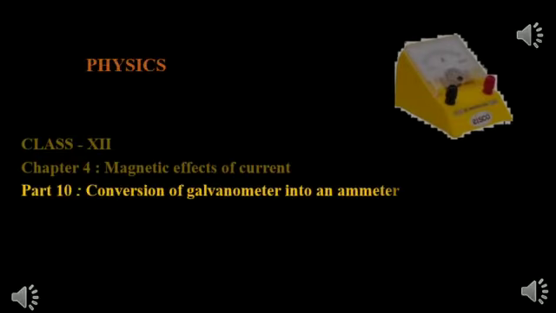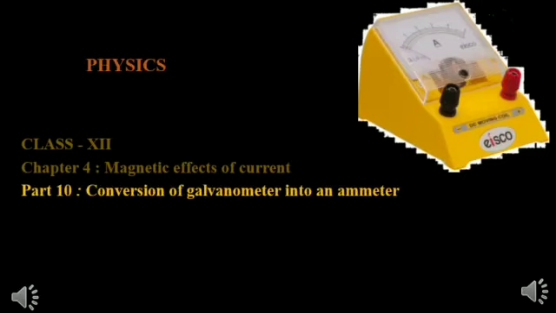Conversion of galvanometer into an ammeter. Need for the conversion of a galvanometer for measuring the current.